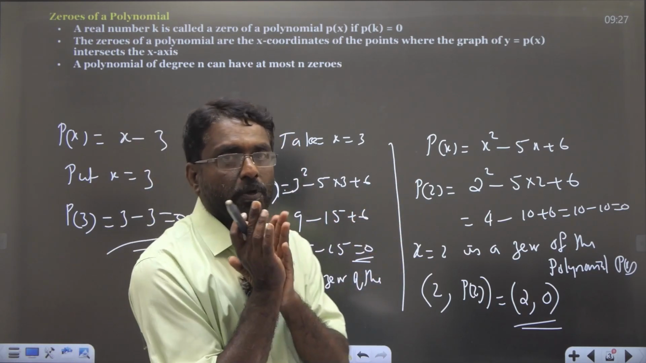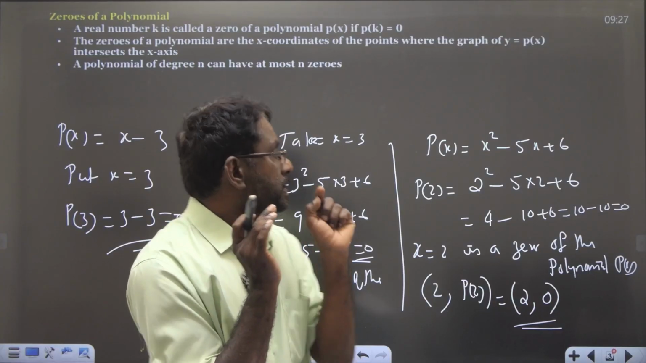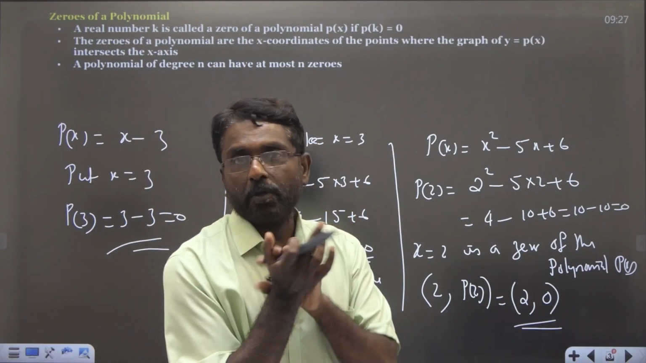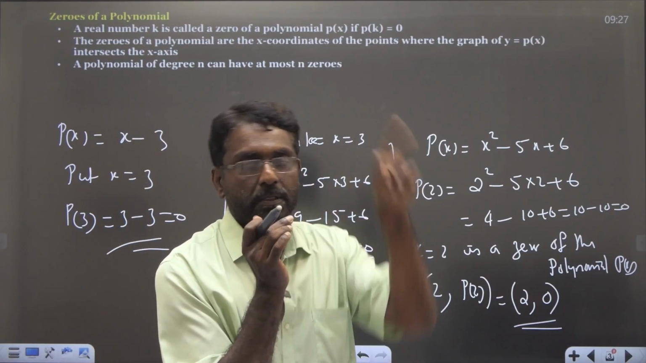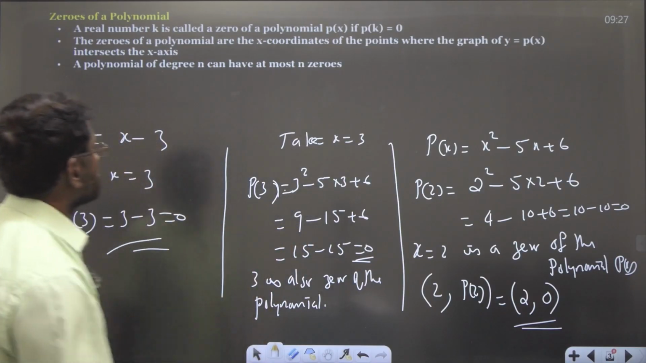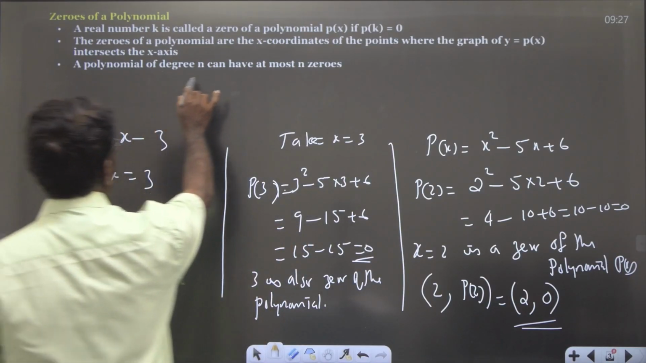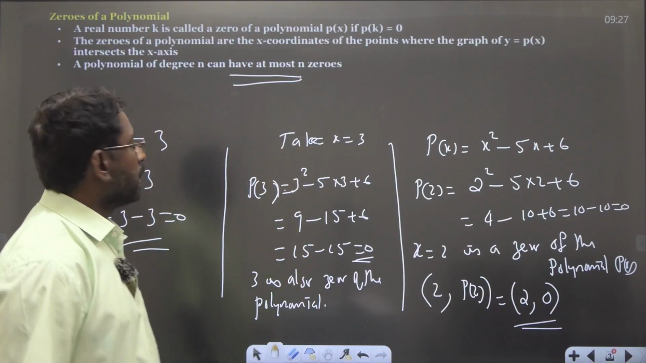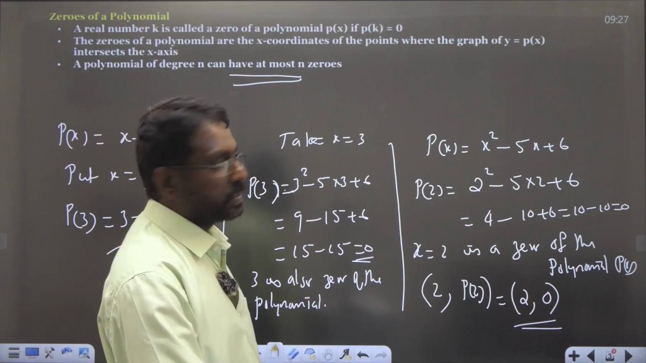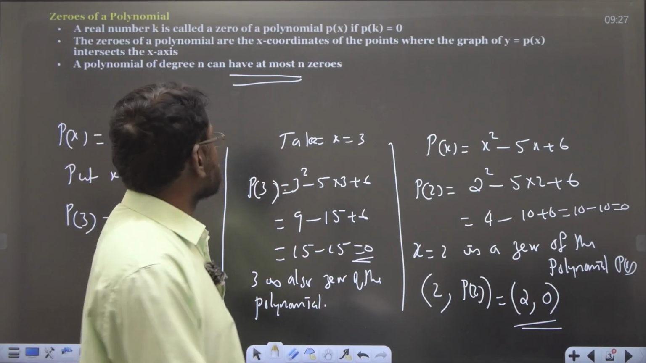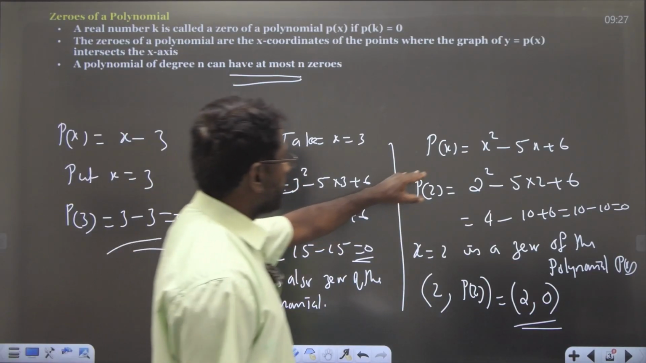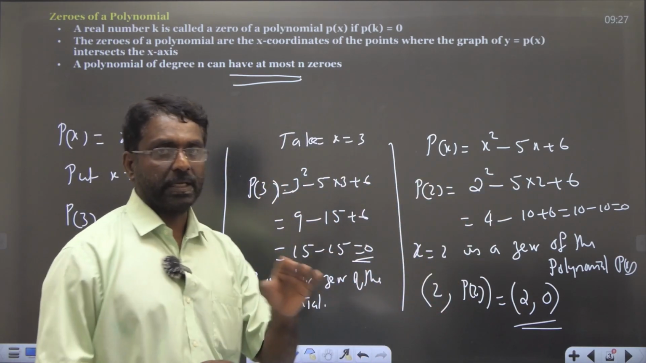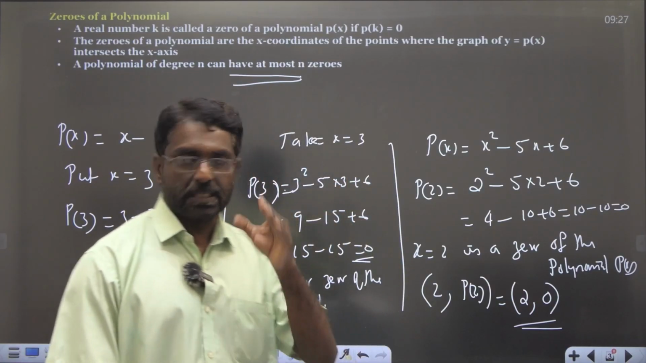Similarly, suppose the polynomial is of third degree, we can expect the number of zeros is 3. So for an nth degree polynomial, the number of zeros will be n. That is very important. A polynomial of degree n can have at most n zeros, never greater than n zeros. For a second degree polynomial, we can expect a maximum of 2 zeros. For a third degree polynomial, we can expect a maximum of 3 zeros.